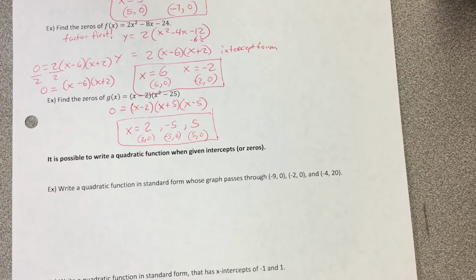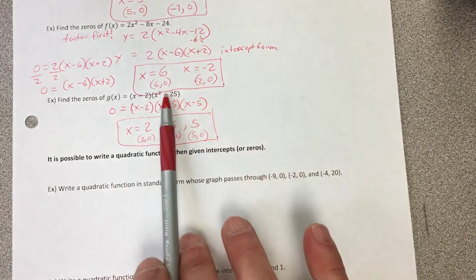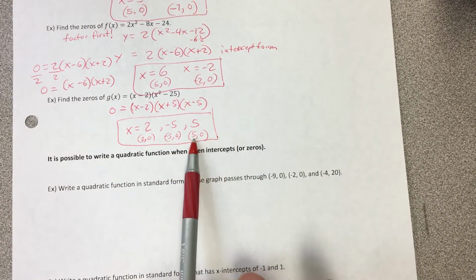So on our first example, write a quadratic function in standard form whose graph passes through negative 9, 0, negative 2, 0, and negative 4, 20. Well, which ones are the zeros or the x-intercepts? You can look at what we wrote above, and I think it becomes clear.